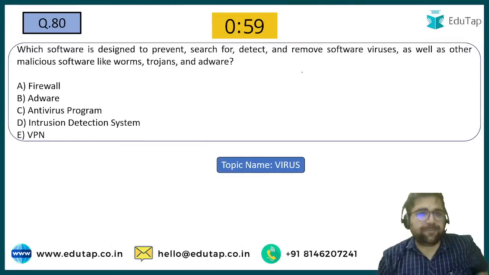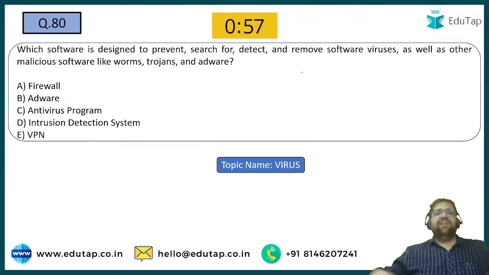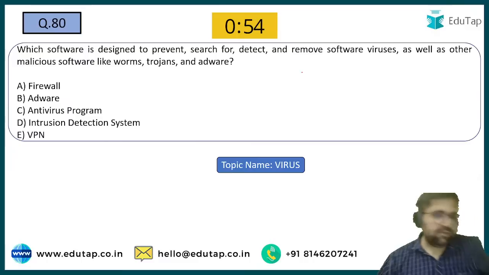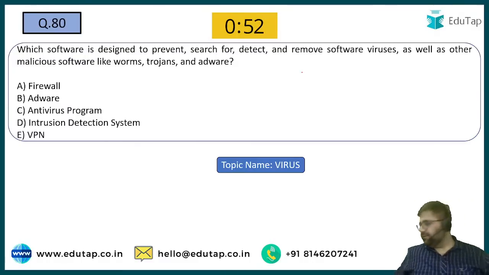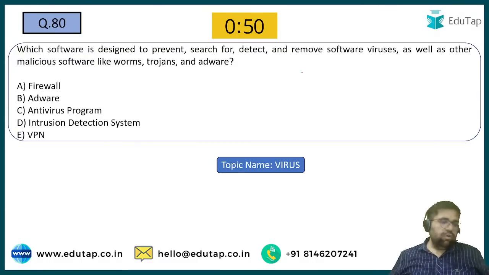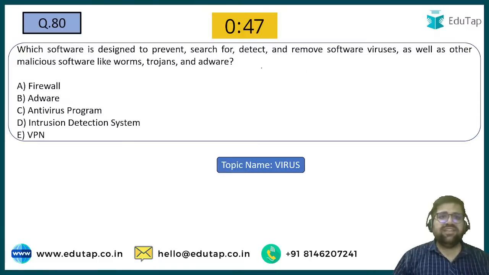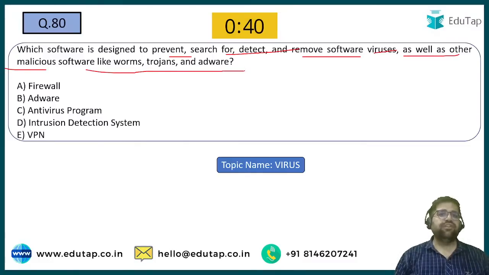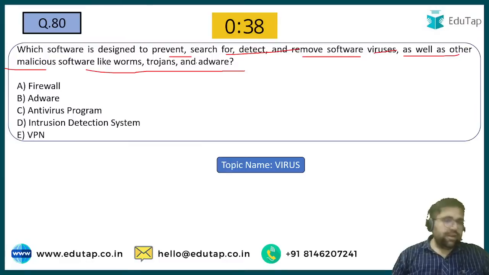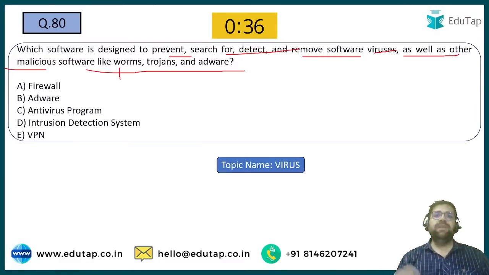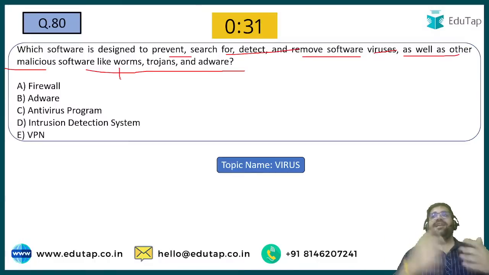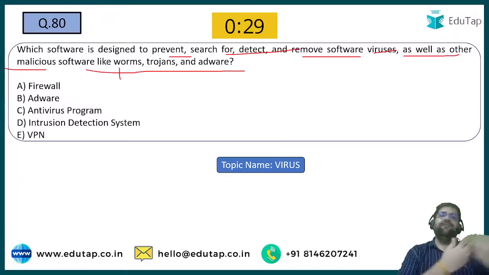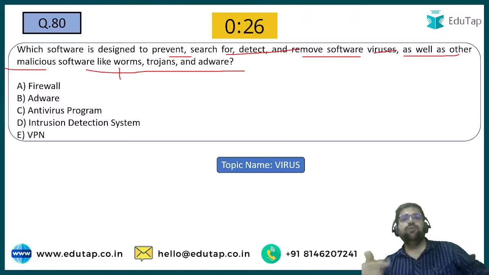Chalo, question number 80. Now we are dealing with different types of viruses. Question number 80. Which software is designed to prevent, search, detect and remove software virus as well as other malicious software like worms, trojans and adwares? Now what is a worm, my friend? Something which will duplicate. For example, if a worm enters your computer, it is one virus and later it will become 1, 2, 3, 4, 5. So a worm is something which will duplicate itself.